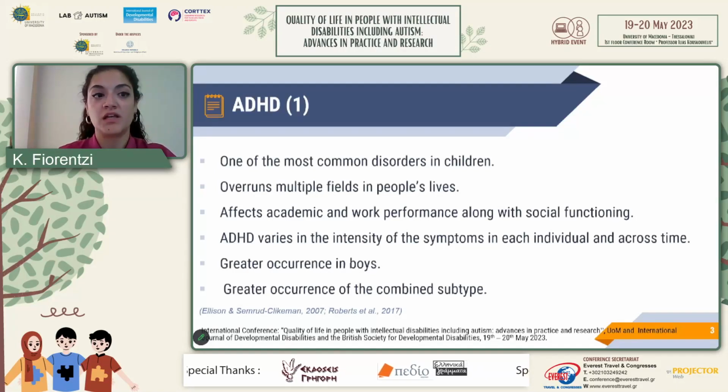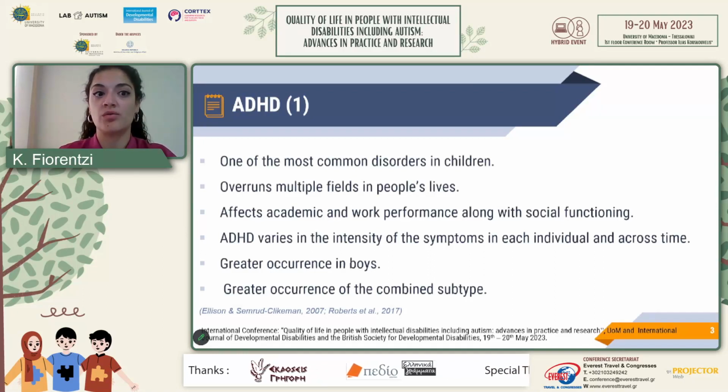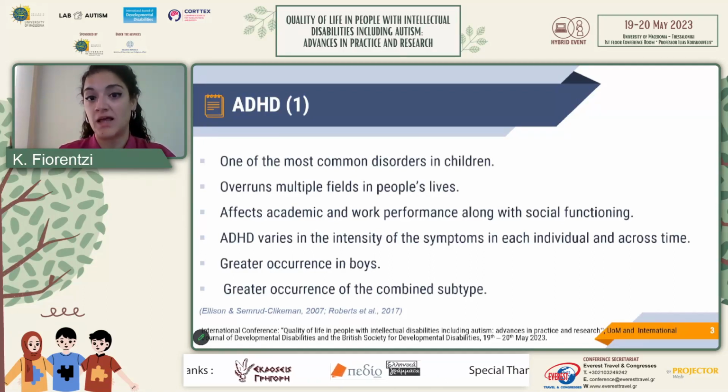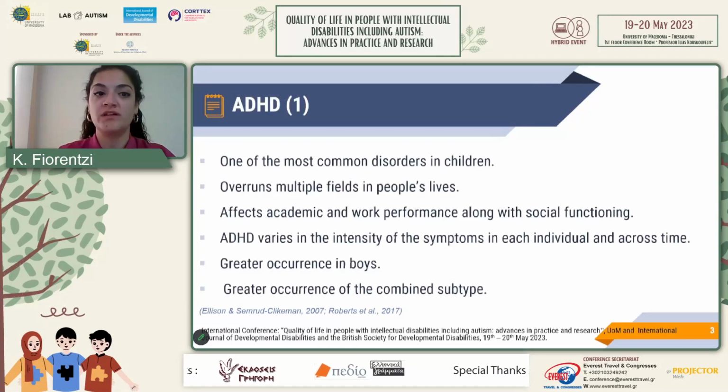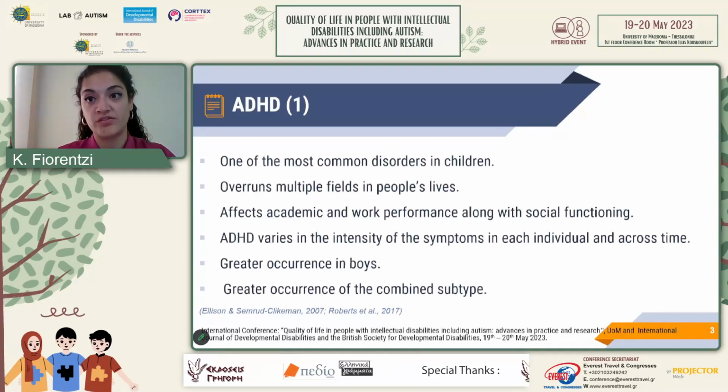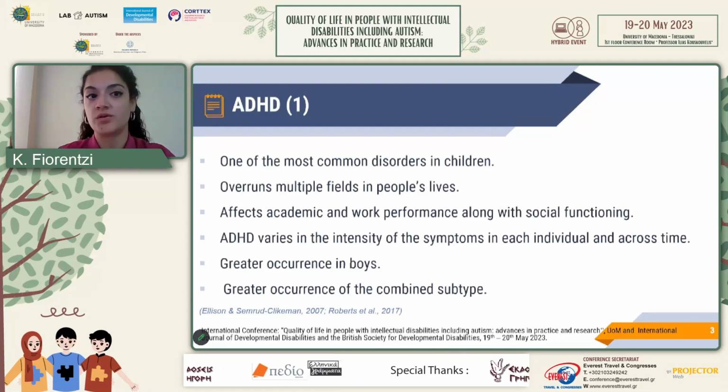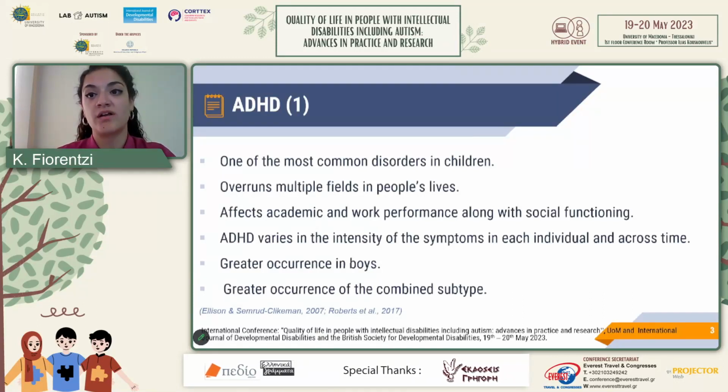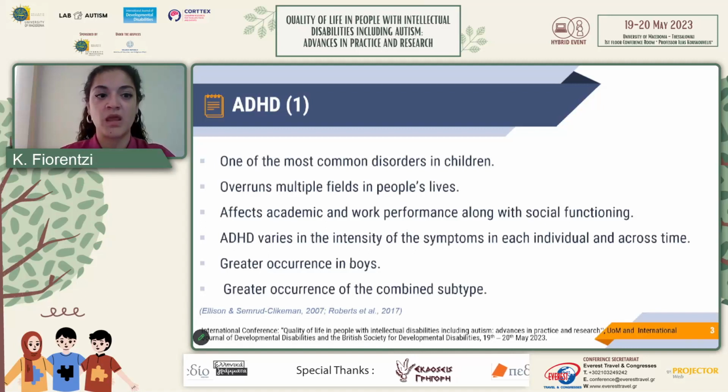To begin with, ADHD is one of the most common disorders in childhood, and it overruns multiple fields of people's lives. In more detail, ADHD affects academic and work performance, along, of course, with social functioning. So we can see many difficulties of children and generally individuals with ADHD as far as peer relationships are concerned, and we may also have delinquent behaviors.